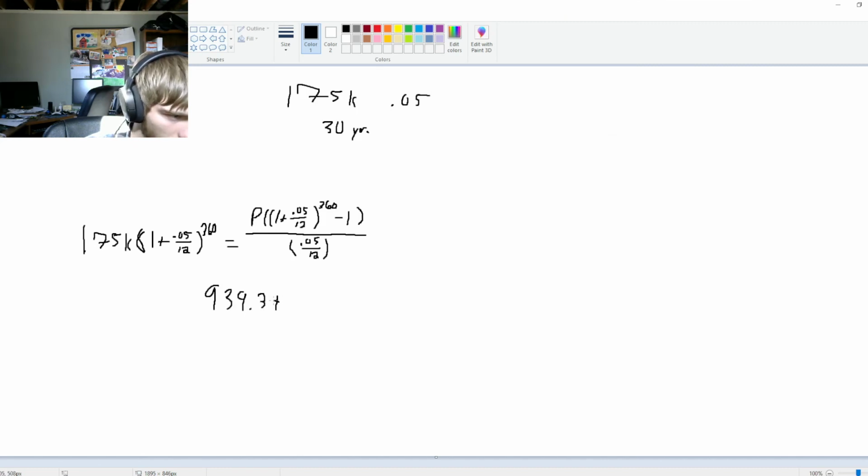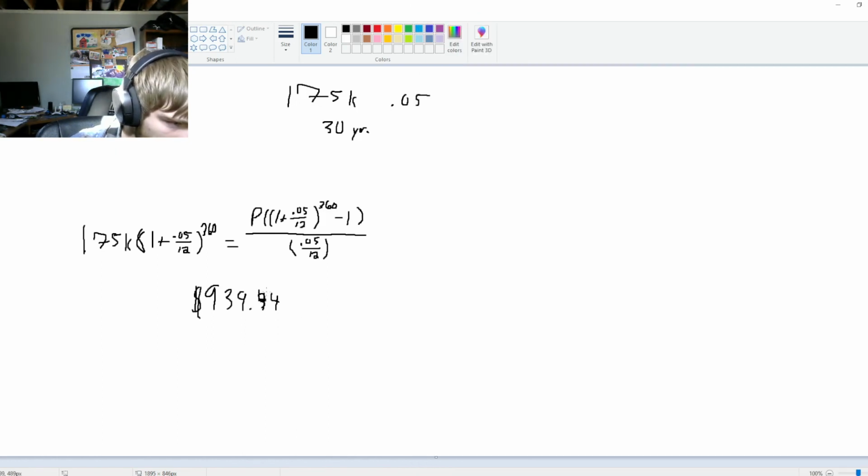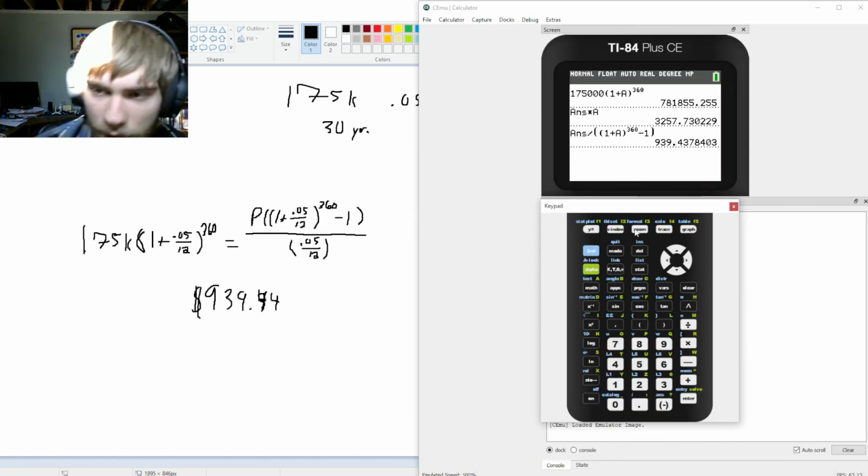And let's see what the guide said the answer was. $939.44. Wait, did I? Oh, yeah, I just misread it. My calculator got the right answer. I just misread it. Okay. Well then, there we go.